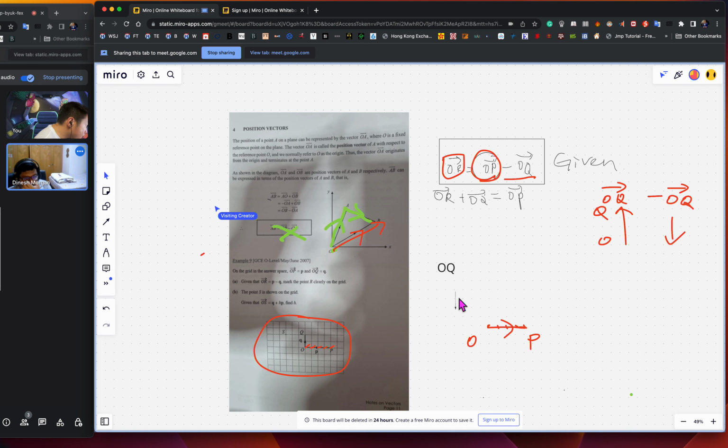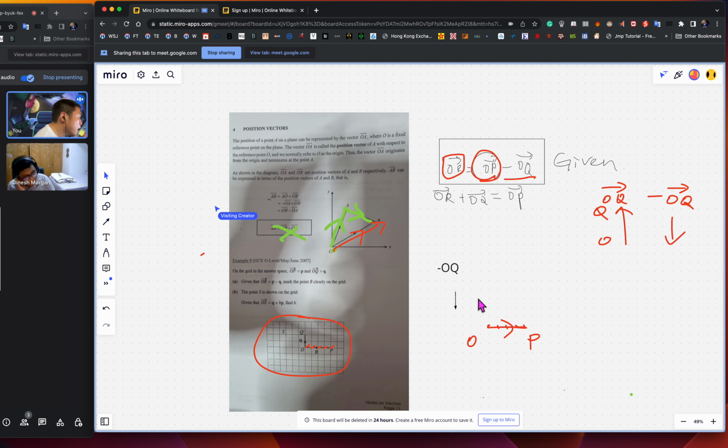Wait, for me, your two lines are not the same. Never mind. I try to separate them first. Okay. So this is your minus OQ, right? If this is minus OQ, I just add a minus sign in front. This is your minus OQ, which is here.